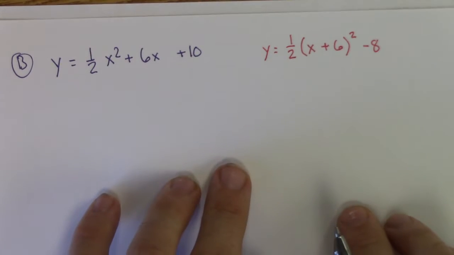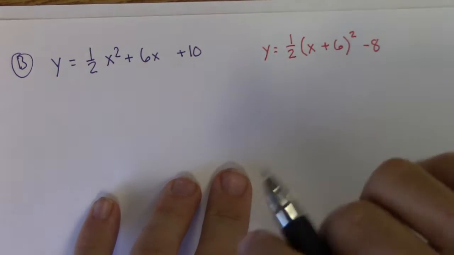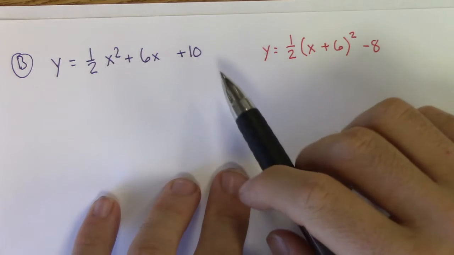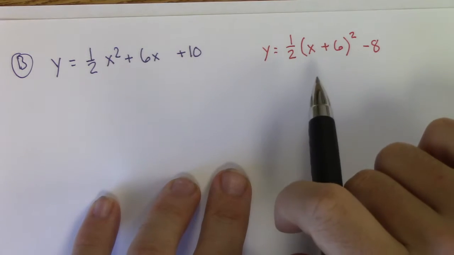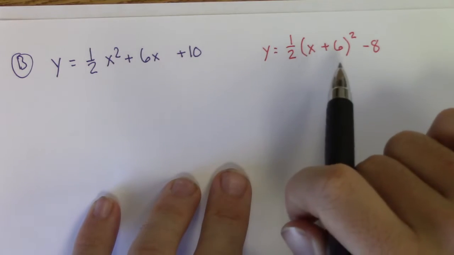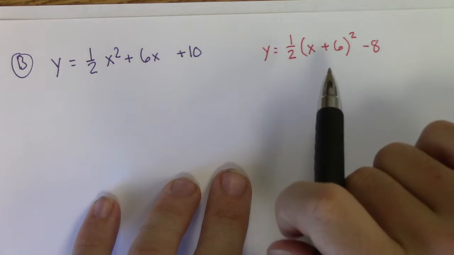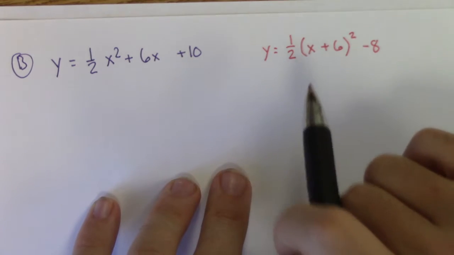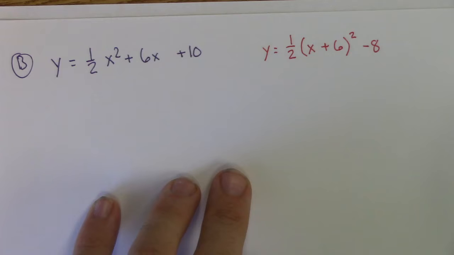Okay, so we're on to practice problem B, 1/2 x squared plus 6x plus 10. You'll notice over on the right, we've got the same thing as before. I've got my answer right here, so please check. You got it right, fantastic. If not, maybe watch the solution.